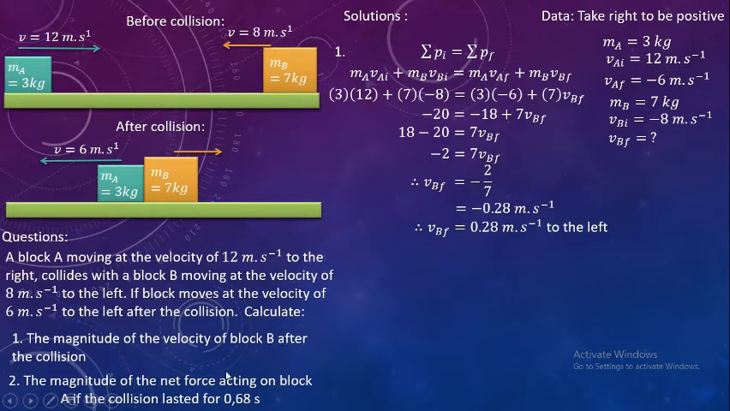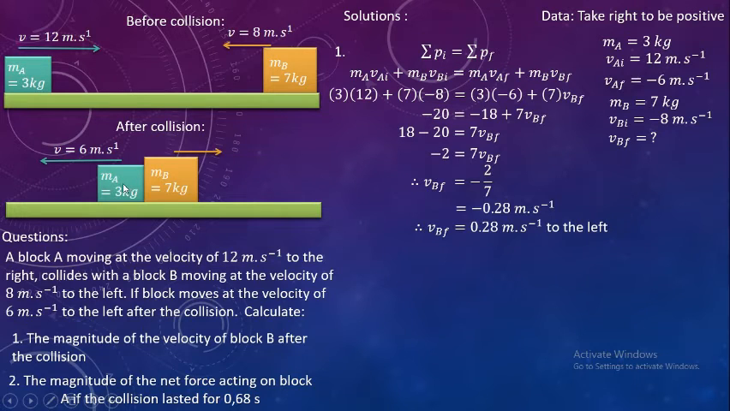Let's answer the second part of the question, which says that we have to calculate the magnitude of the net force acting on block A if the collision lasted for 0.68 seconds. So during their contact time, the time it took during their collision, when these objects were together, we are told that that time is 0.68 seconds. So we need to calculate the force that each object exerted on each other.